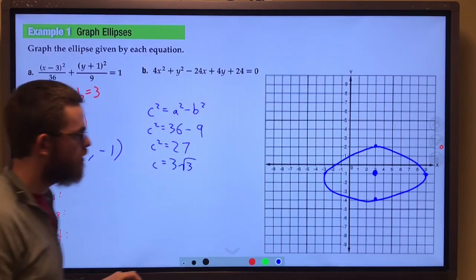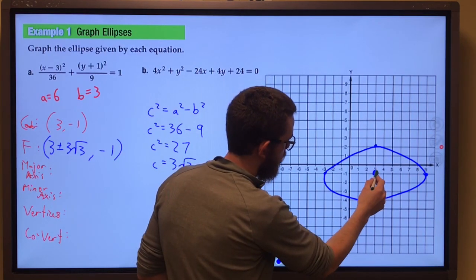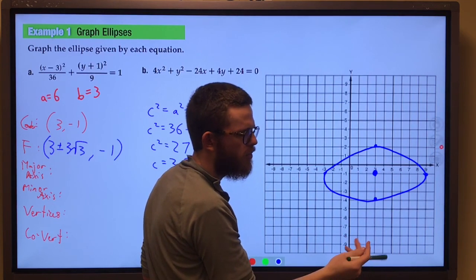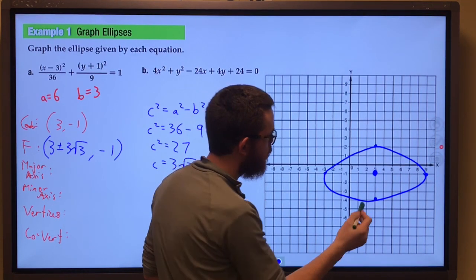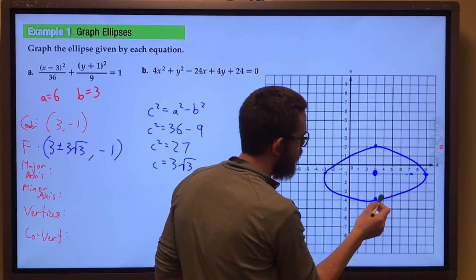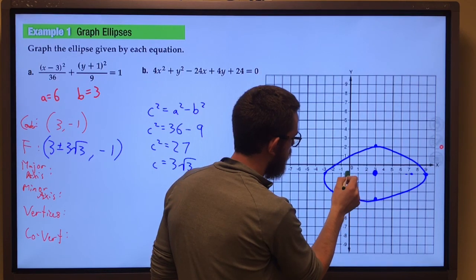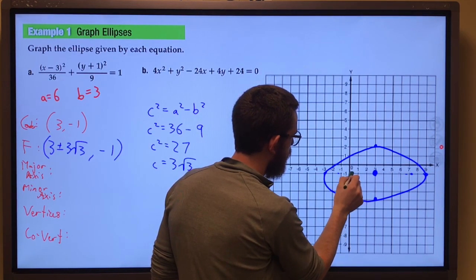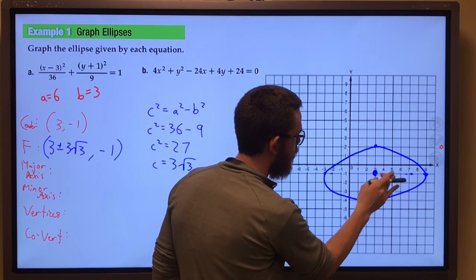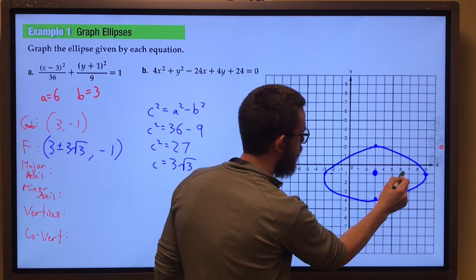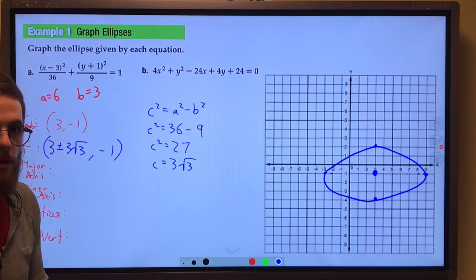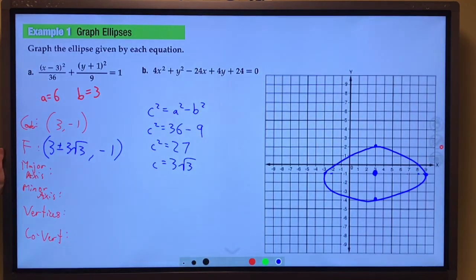Add it and subtract it, so that means it is 3 add 3√3, which 3√3 comes out to be a little over 5, so that'd be 1, 2, 3, 4, 5, a little bit more than 5, 1, 2, 3, 4, a little bit more than 5 over here. Something like that. Our foci are pretty far away from our center.